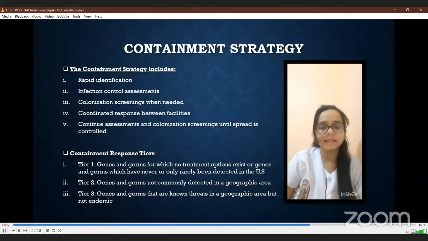Containment response tiers. These three response tiers help health departments launch an effective and tailored response once a threat is confirmed by a laboratory. Tier 1. Genes and germs for which no treatment option exists. Tier 2. Genes and germs not commonly detected in a geographic area. Tier 3. Genes and germs that are known threats in a geographic area but not endemic.